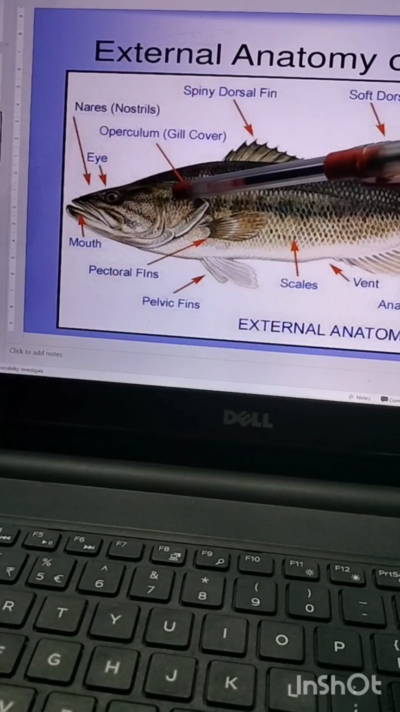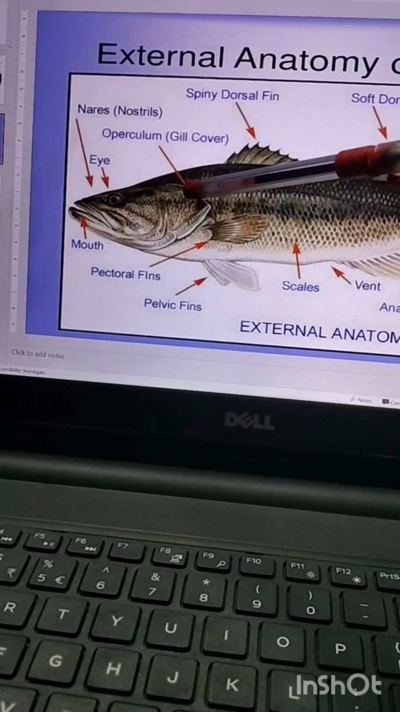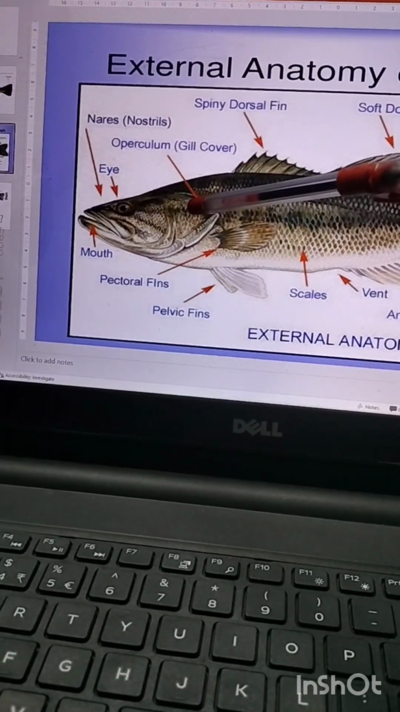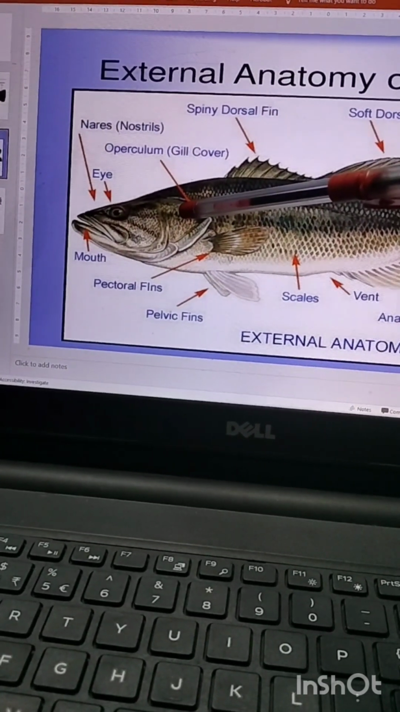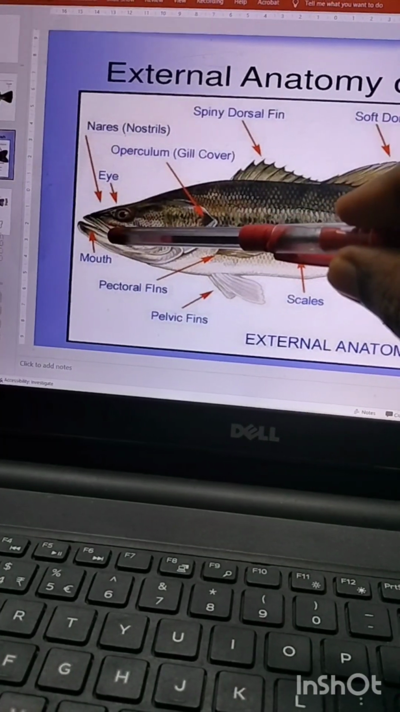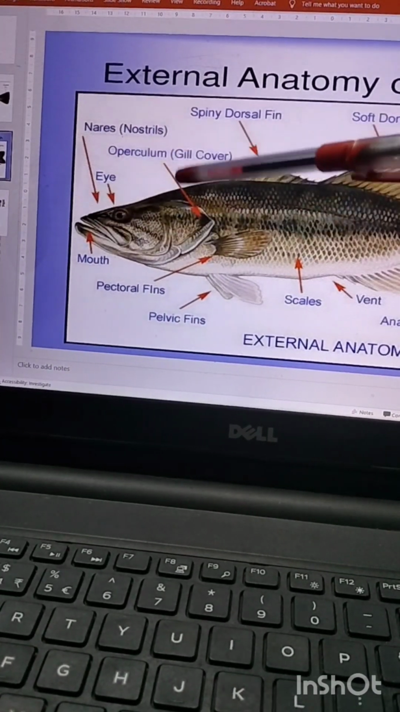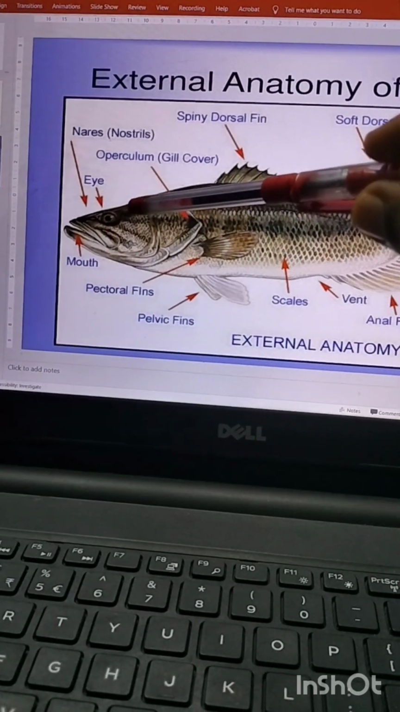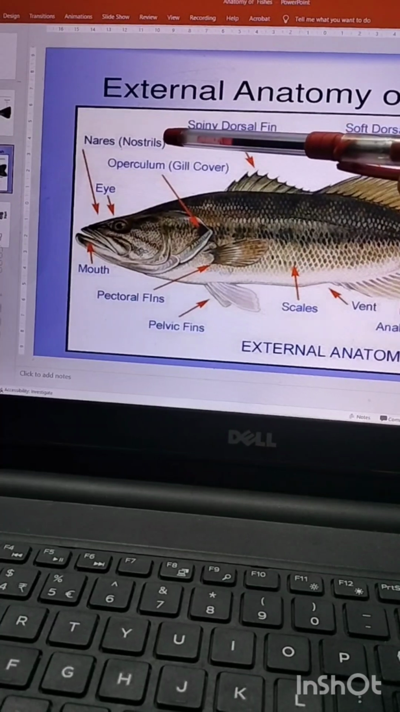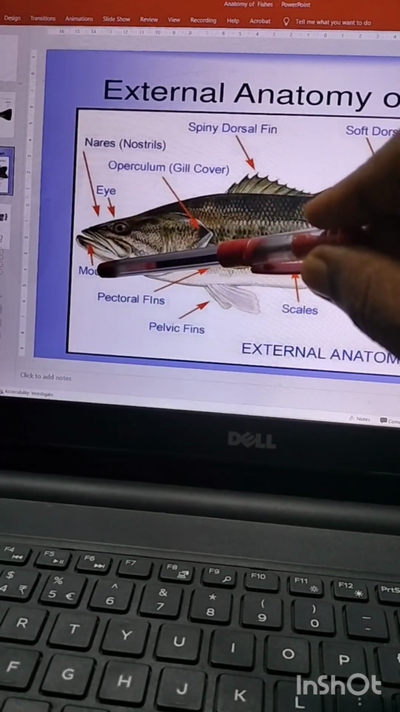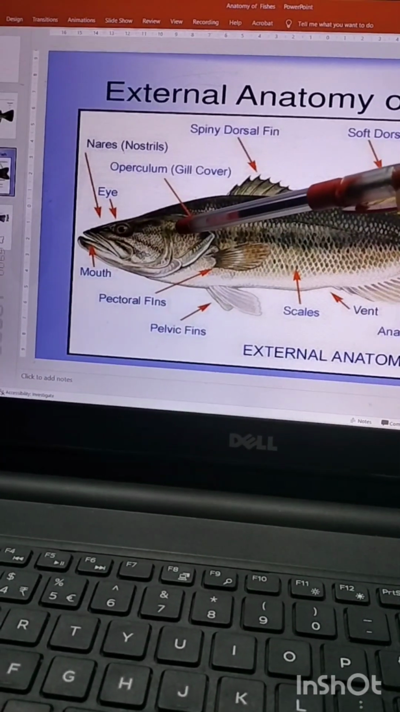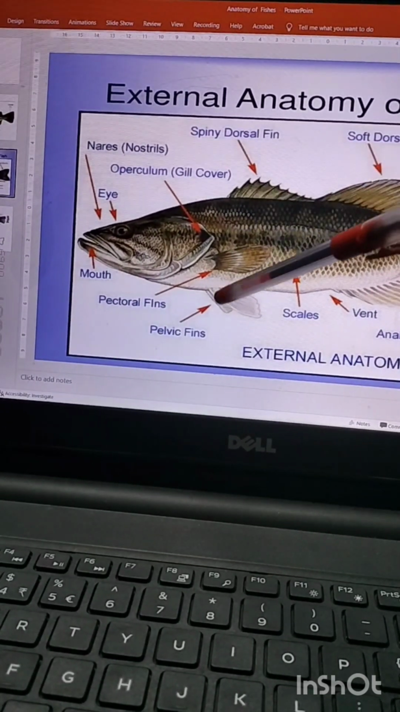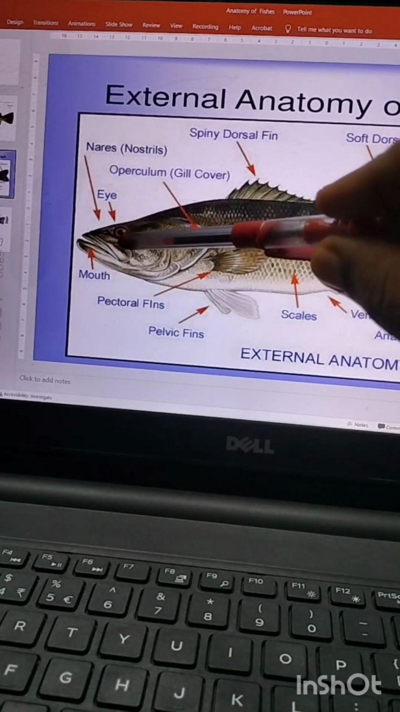You can see the gills here, protected by the operculum. The gill cover is there, right? Then you can see the mouth. Everything here comes under the head of the fish. So the nostril is there, the eye is there, and the mouth is there. At the back side, you can see the gills covered by the operculum. This entire portion is called the head portion.